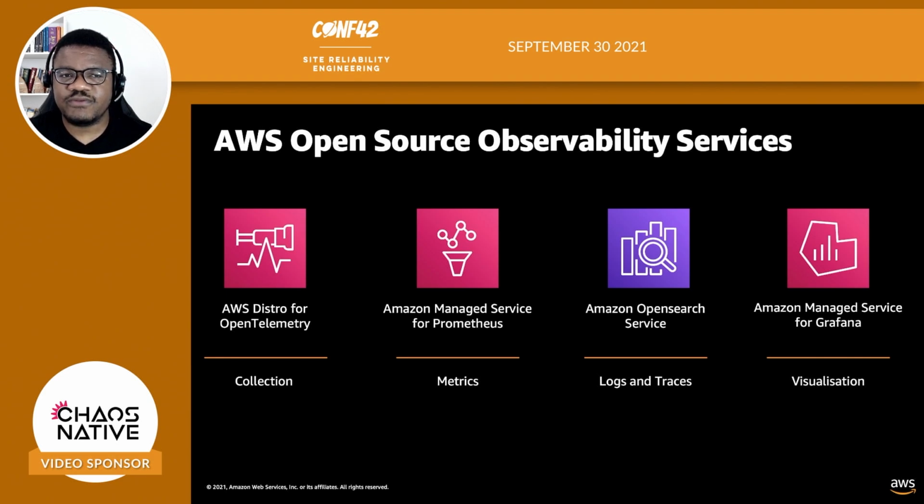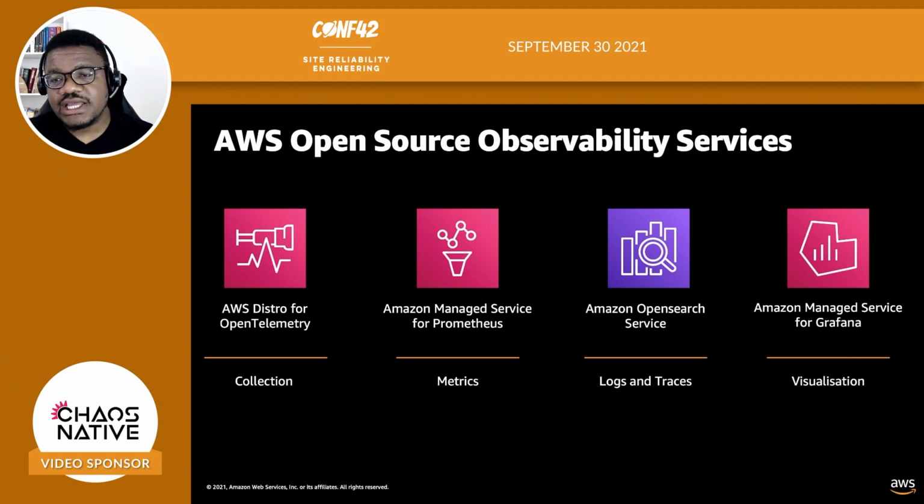So Prometheus is a very popular open source project for collecting metrics for your container workloads or potentially as well for your serverless application. We've packaged that as a managed service, so customers don't need to worry about the underlying physical infrastructure that runs your Prometheus server. We've also got the Amazon OpenSearch Service, which is the new name for the Amazon Elasticsearch Service. And you could use that for your logs and traces, so ingest your logs and traces.